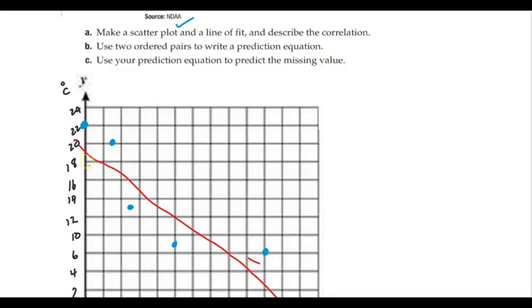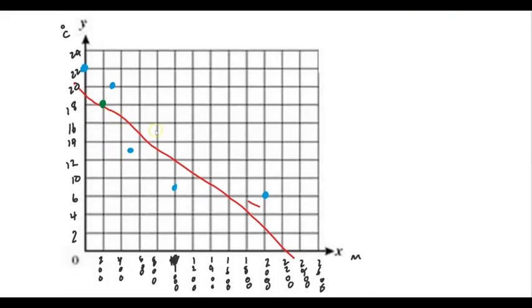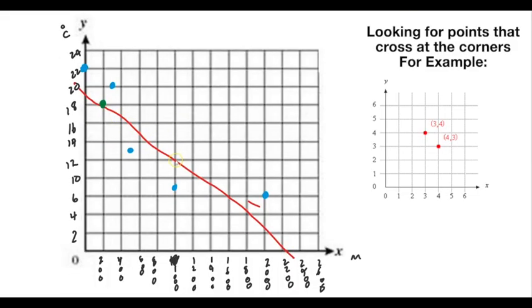Describe the correlation. Look at your line. It's going down. It's a negative correlation. So use two ordered pairs to write a prediction equation. Next, we've got to find two ordered pairs. Hopefully, something happens when you draw your prediction lines. You have two places that cross nicely. For me, I'm going to say cross nicely right there. And then look for a place where it crosses. Oh, right here. Let me use those 2 points.